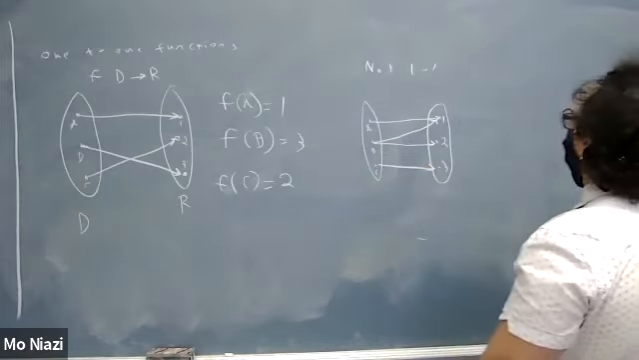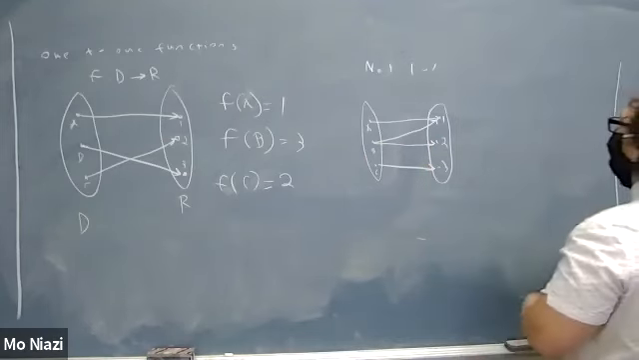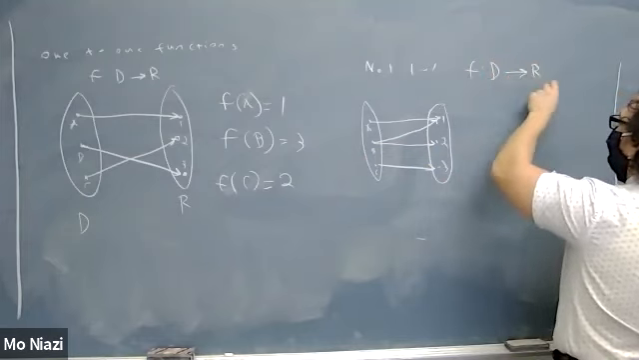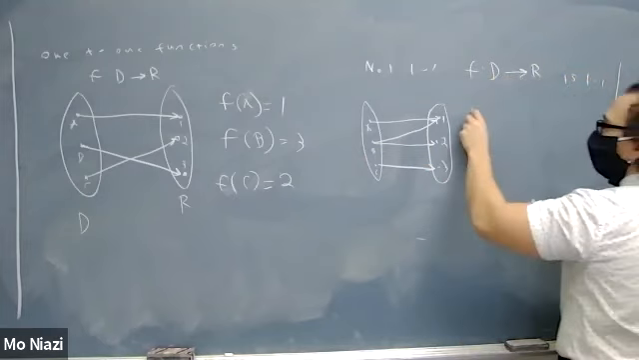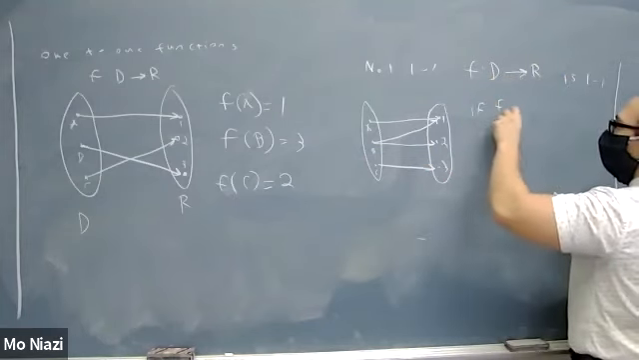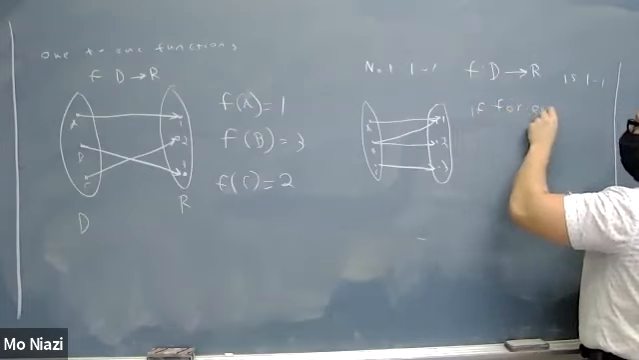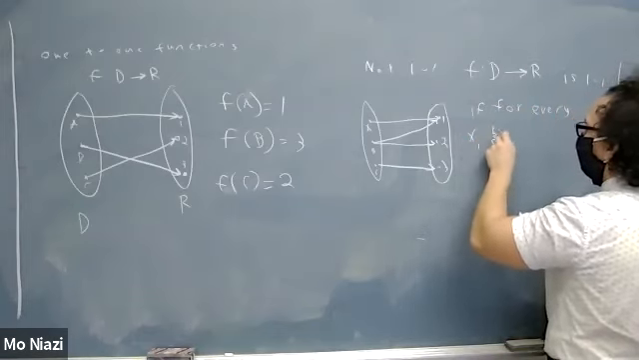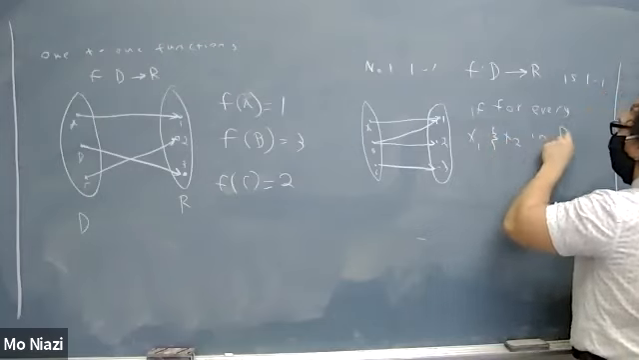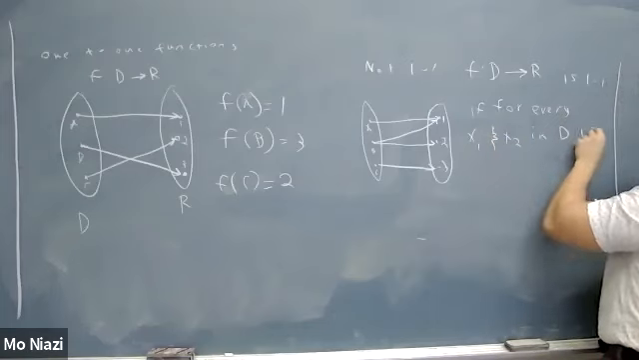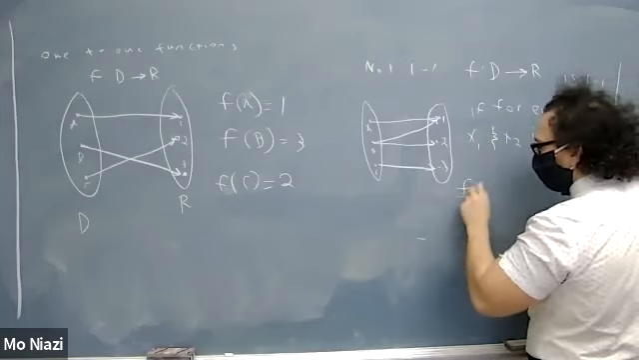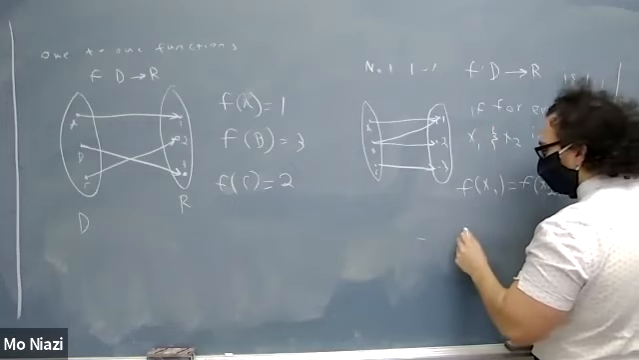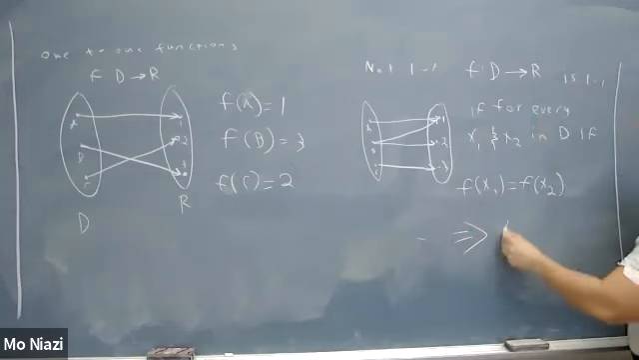So in words and in mathematics, this is the visual. We say a function F that maps the domain onto the range is one to one if for every x1 and x2 in the domain, if f of x1 is equal to f of x2, one-to-one implies that x1 must be x2.